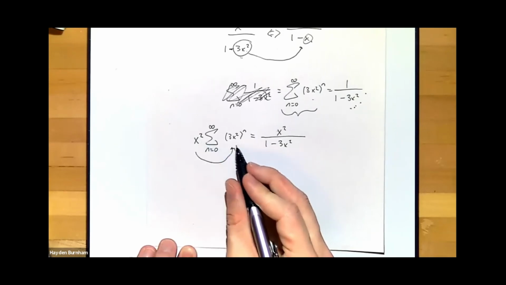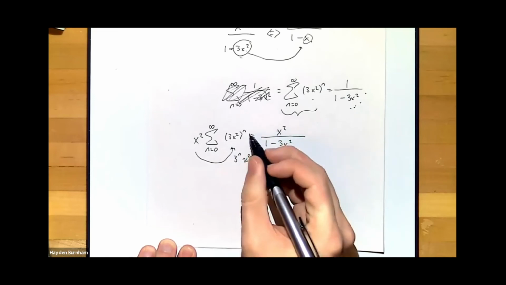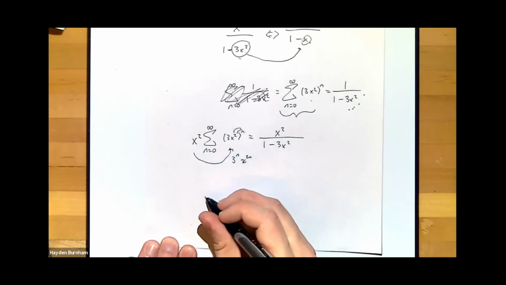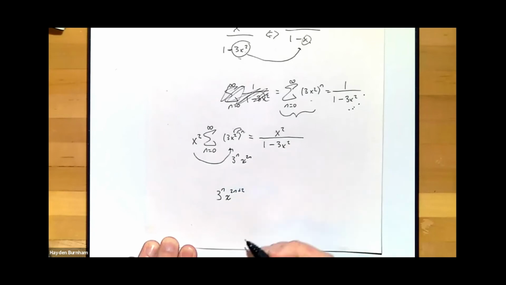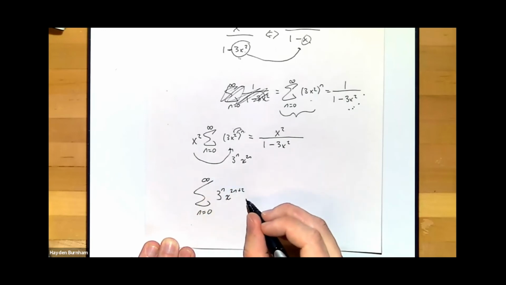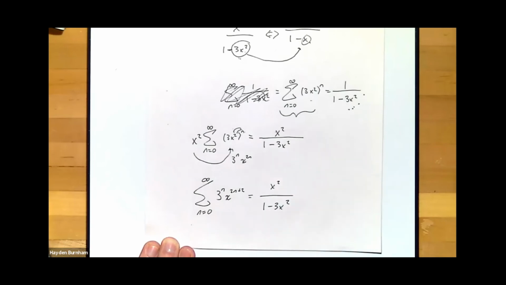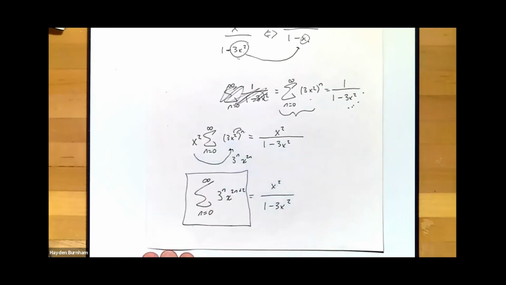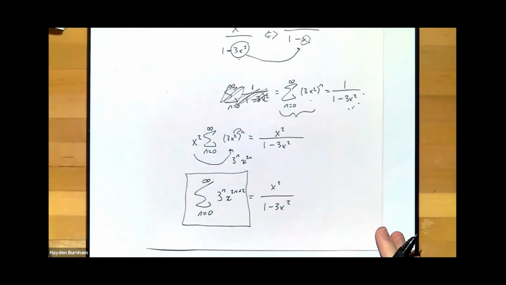I'm just going to separate this out. So that's 3 to the n times x to the 2n. I just multiply that out. And then when we add this x squared, that becomes 3 to the n times x to the 2n plus 2. And that would equal x squared over 1 minus 3x squared. And so that is the answer we're looking for. That is the way we can represent this as a power series.